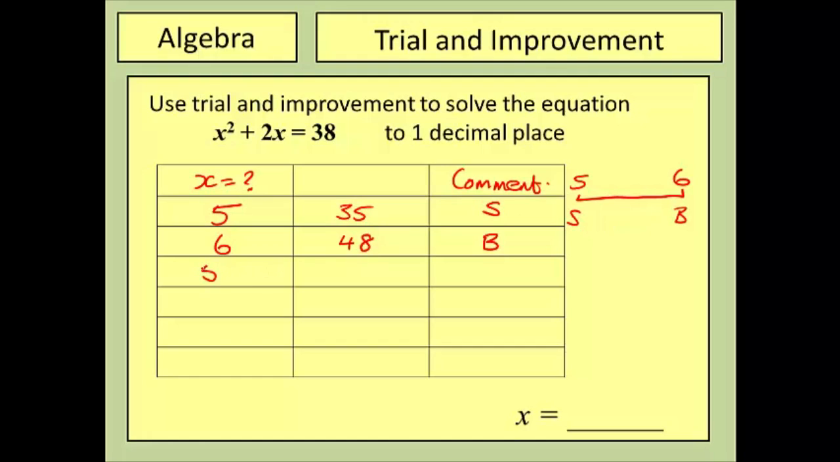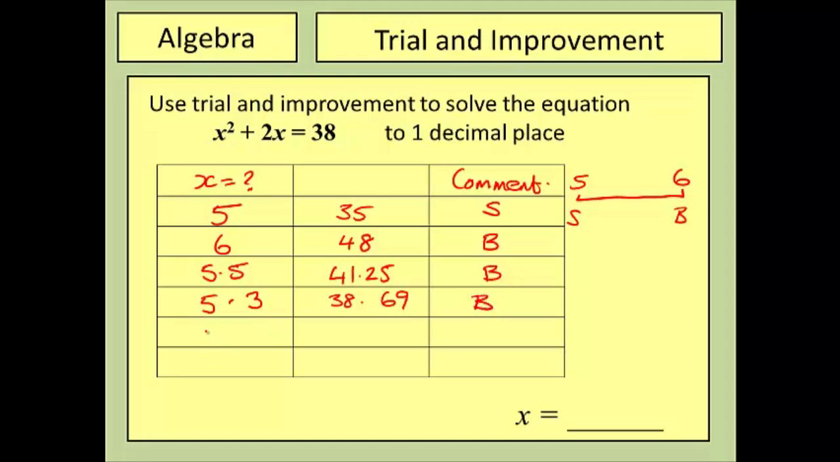So I'm going to start off by looking at 5.5. 5.5 squared plus 2 lots of it gives me 41.25. I compare that against this value of 38 and I can see that that's too big. Now because this one's quite a bit too big, what I'm going to do is try a different value, but I'm not going to try 5.4, I'm going to try 5.3. And 5.3 is going to give me 38.69, which again is too big.